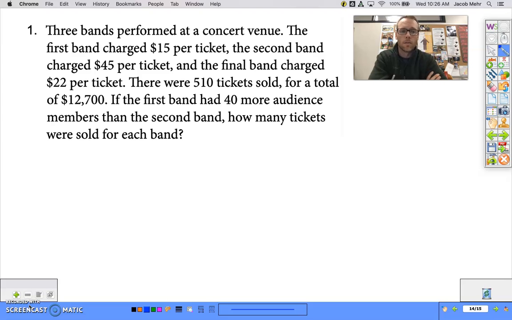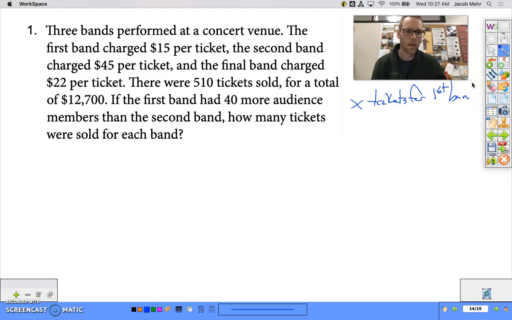Okay, lots of information there. Let's define our variables here. What are we trying to find? We're trying to figure out how many tickets were sold for each band. Well, there are 3 bands, right? So there are 3 unknowns that we want to find. So let's let X be tickets for first band. Wow, really sloppy handwriting.